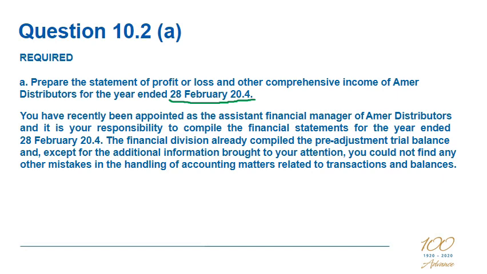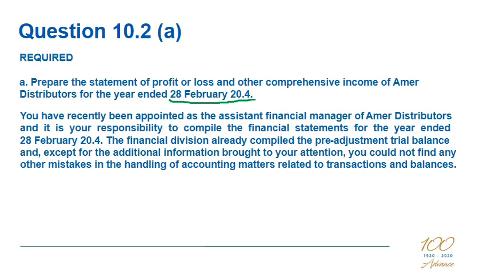You have recently been appointed as the Assistant Financial Manager of Amer Distributors, and it is your responsibility to compile the financial statements for year ended 28 February 20.4. The Financial Division already compiled the pre-adjustment trial balance, so prior to the adjustments for this year, except for the additional information brought to your attention. You could not find any other mistakes in the handling of the accounting matters related to transactions and balances.